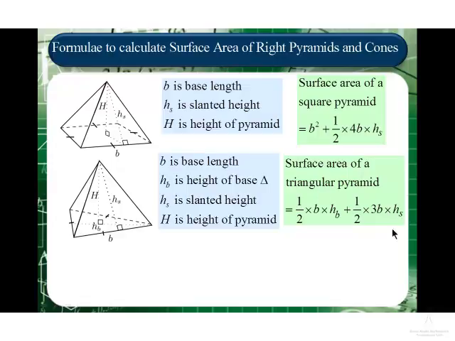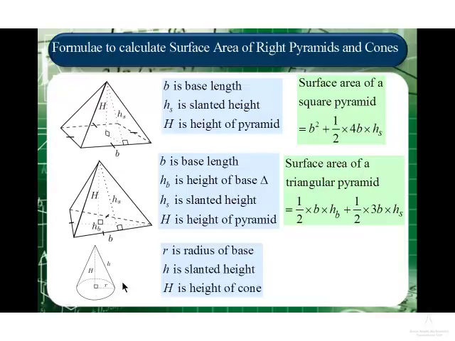So there we have the formula for the surface area of a right triangular pyramid. And finally, if we consider a cone where the circular base has radius r, and we have that the slanted height is in this case again denoted by small h, where the height of the cone is capital H in the usual way, we have the following. So r the radius, h the slanted height, and capital H the height of the cone.